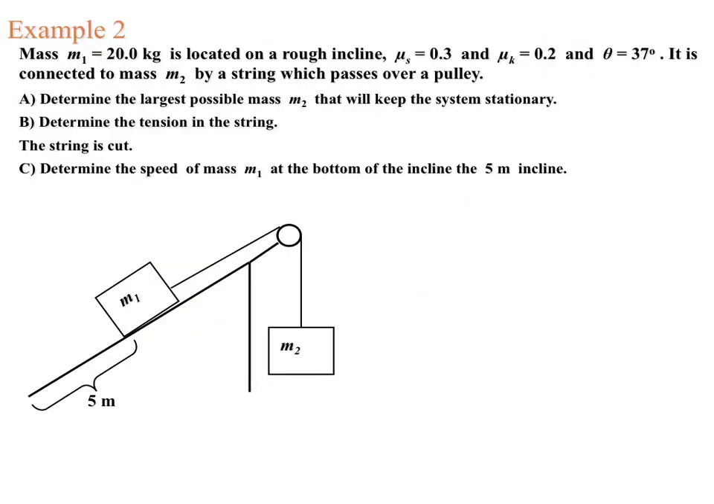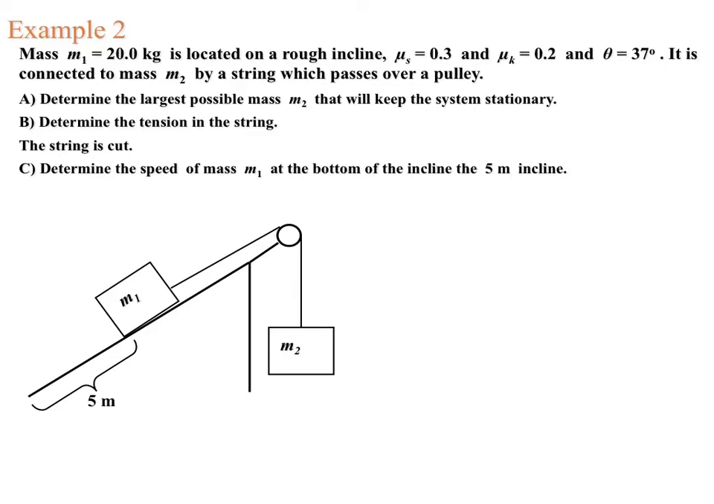So here we have a pulley system with friction involved. It says that mass 1 is equal to 20 kilograms located on a rough incline, and it gives us a coefficient of static friction and a coefficient of kinetic friction and an angle. It is connected to mass M2 by a string which passes over a pulley. So the first part asks me to determine the largest possible mass that will keep the system stationary.